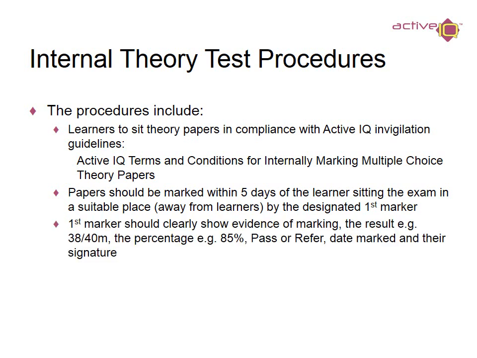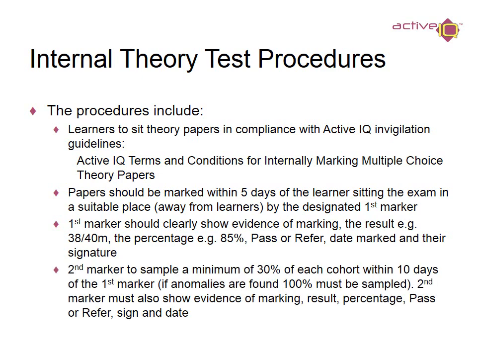The first marker should clearly show evidence of marking and the result, for example, the marks gained overall, marking for each question, the percentage overall, a pass or refer, date marked and their signature. The second marker must sample a minimum of 30% of each cohort within 10 days of the first marker. If any anomalies are found, 100% must be sampled of that cohort. The second marker must also show evidence of marking, to include the result, percentage, pass or refer, a signature and date.